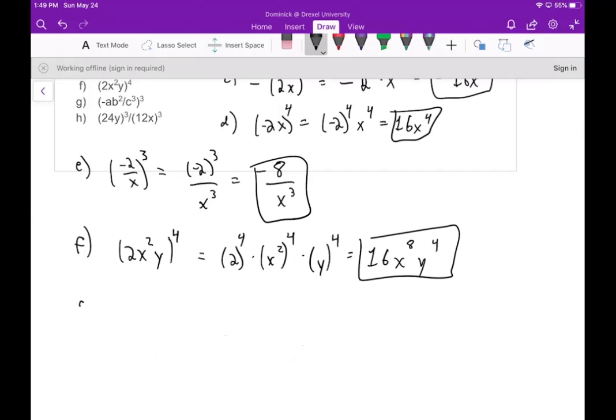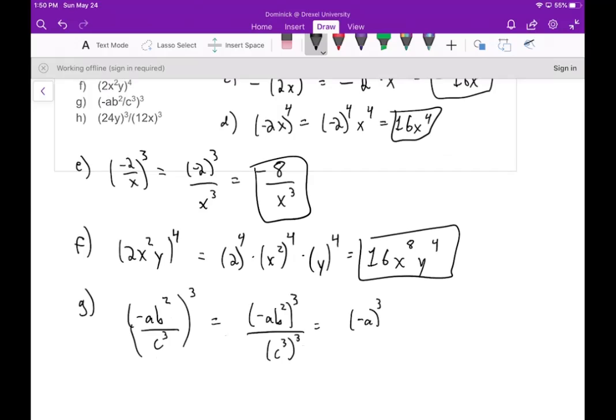Okay, part G, we have negative ab squared over a c to the third, all raised to the third power. So in slow motion, this is the top raised to the third power over the bottom raised to the third power. But in the top, we have each of these terms being raised to the third power. And c to the third in the bottom will just be c to the ninth. But then in the top, we're going to get a negative because a negative to an odd power is still negative. So a negative a to the third, b to the sixth over a c to the ninth.